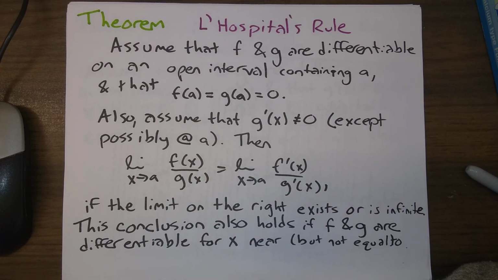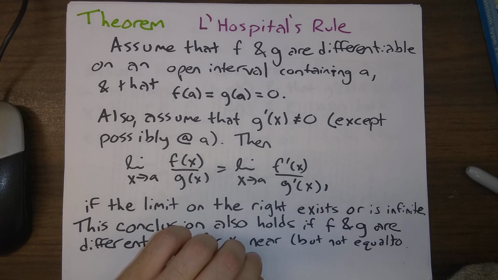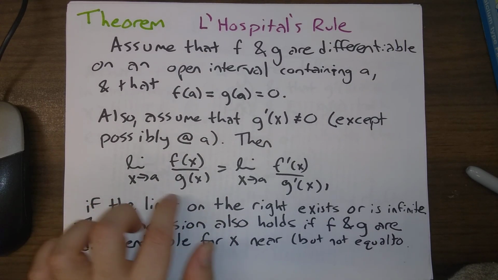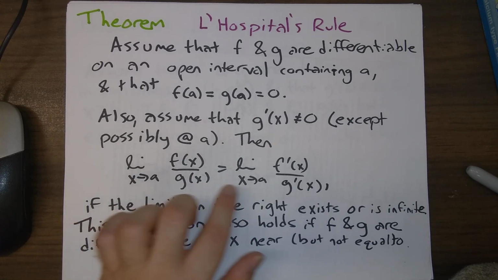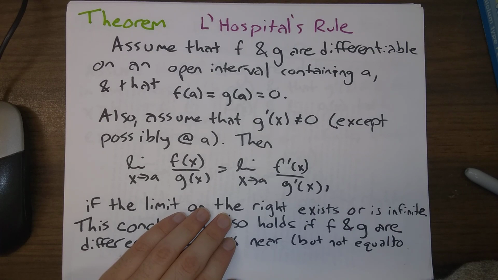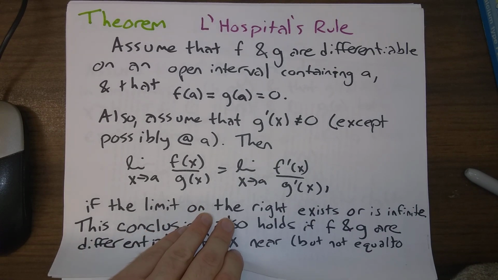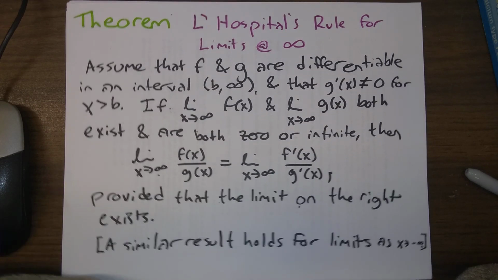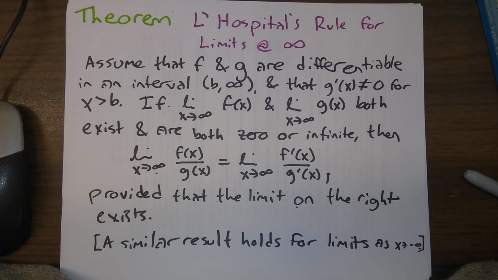More video to talk about here is L'Hôpital's rule. So once again, here's the statement of L'Hôpital's rule. Note that what we have here is limits as x goes to some fixed finite value a. So we might wonder what happens if x goes off to infinity. As it turns out, we do have a version of L'Hôpital's rule for limits at infinity.